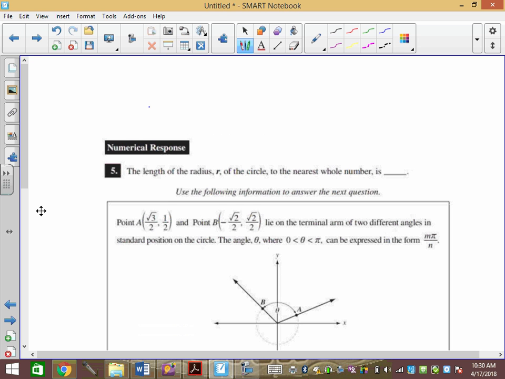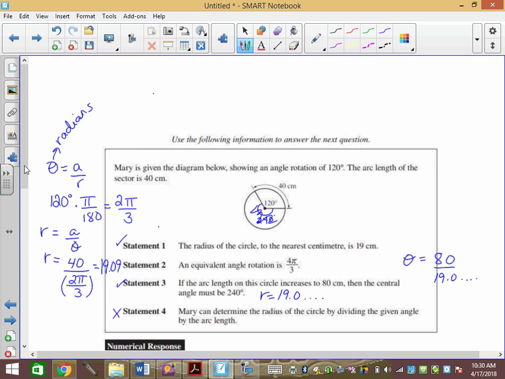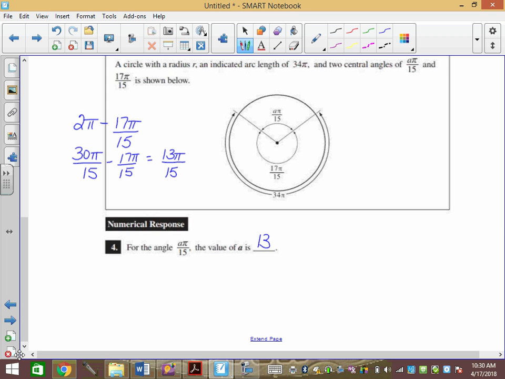The next one says the length of the radius. I'm going to do it on the previous question, but the length of the radius, theta equals a over r. So r equals a over theta. The arc is 34 pi. And which is the actual angle that works with that arc? 17 pi. You need the angle that goes with the actual arc. We agree? So we don't need the new one we found.